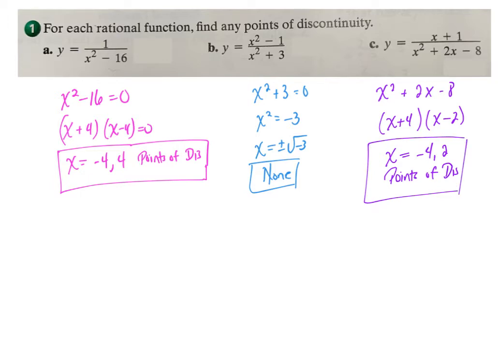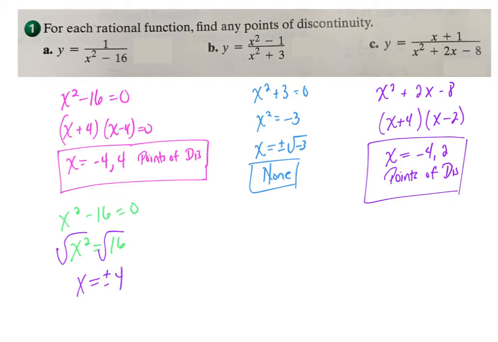So x squared minus 16 is a special case. It's the difference of two squares: x plus 4, x minus 4. Or you could have just done x squared minus 16 equals 0. Add your 16 over, take the square root of both sides. So x equals positive and negative 4. You can solve that way. I'll do it that way.